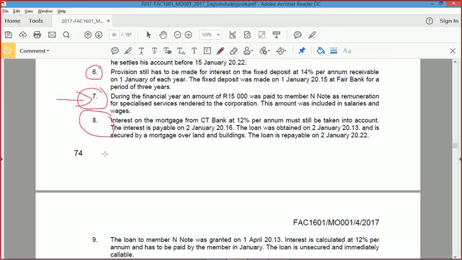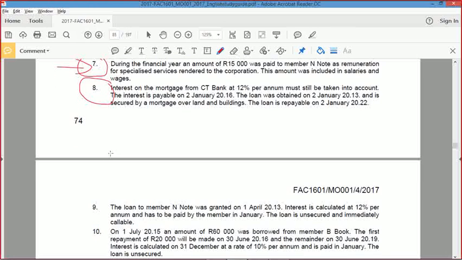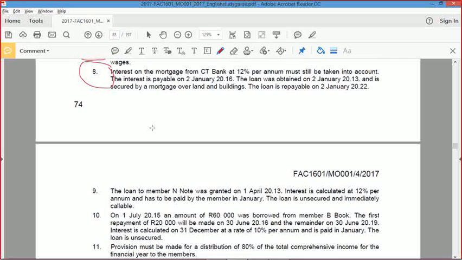Okay. Next, number 8. Interest on the mortgage from Citibank at 12% per annum must still be taken into account. The interest is payable on the 2nd of Jan, so it's in the new year. Good. That's important. See, you're thinking about dates. The loan was obtained on the 2nd of Jan 2013 and is secured by a mortgage over land and buildings. The loan is repayable on 2 Jan 2022.